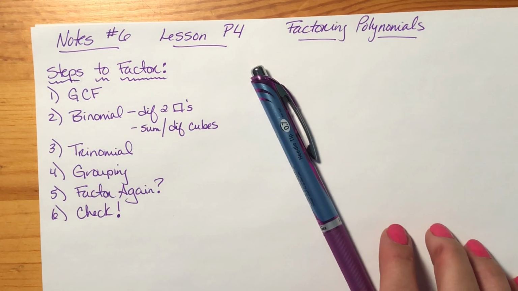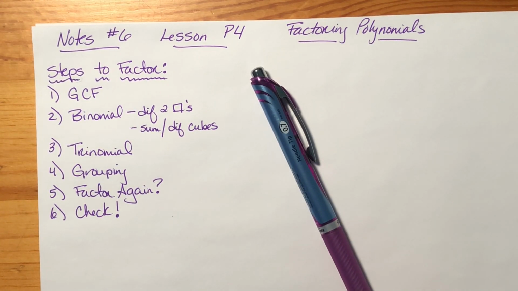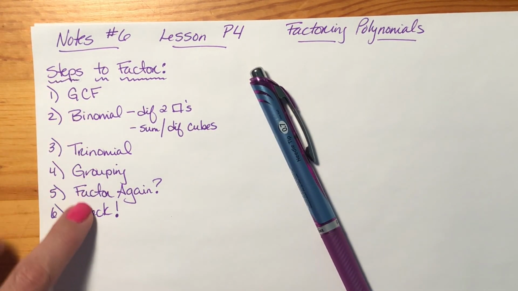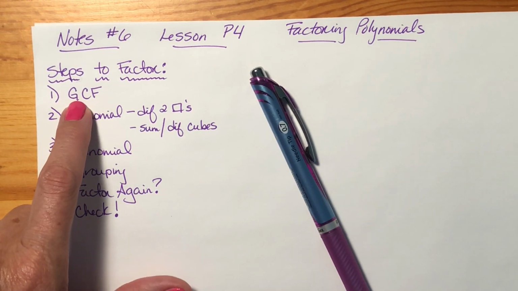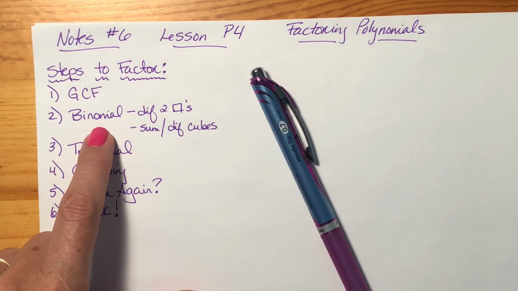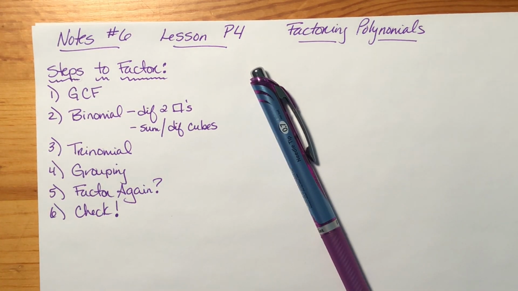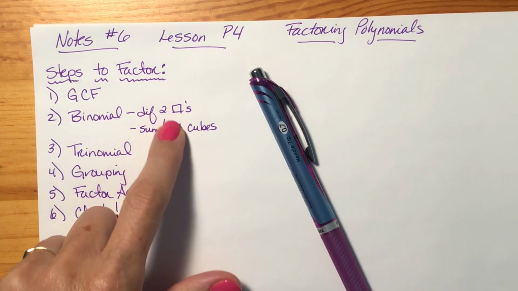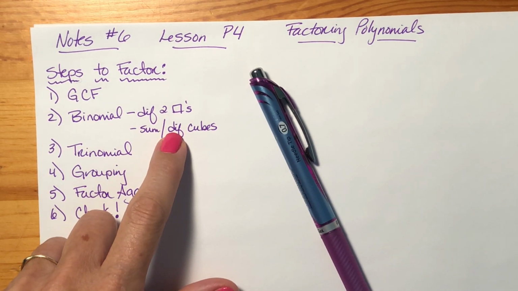So before we get started on our factoring, I want to talk about our steps to factoring. All right, so our first step is to look for your GCF. Do you have a greatest common factor that you can pull out? Second step, is it a binomial or is it a special binomial? Is it one of those special products that we looked at yesterday? Is it the difference of two squares? Is it the sum or difference of cubes?